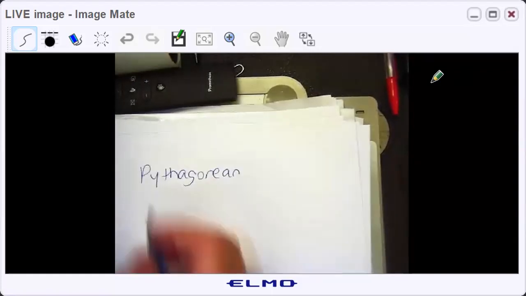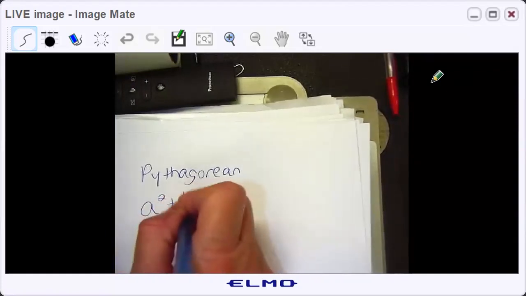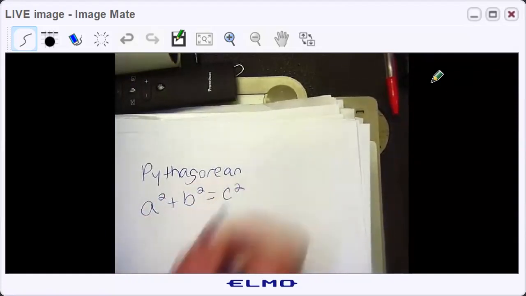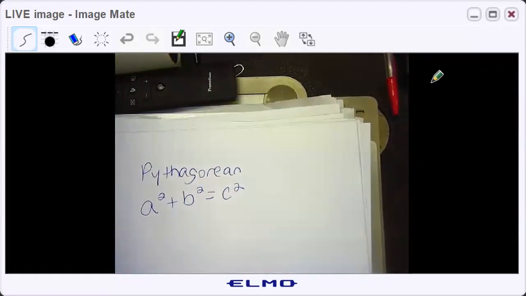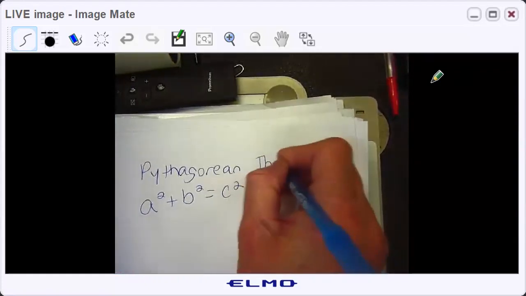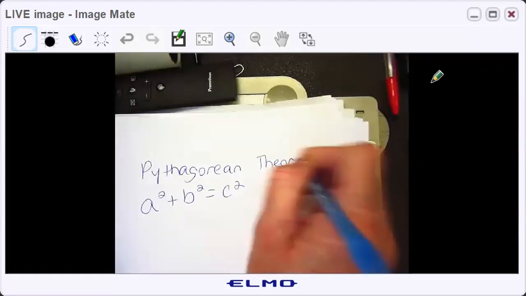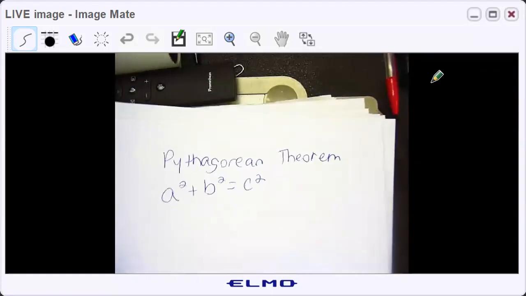And like I said, most of y'all already have this memorized. A squared plus B squared equals C squared. I don't know, it's just something about it that students don't forget. One thing I do want to make sure you understand, though, is when to use it.